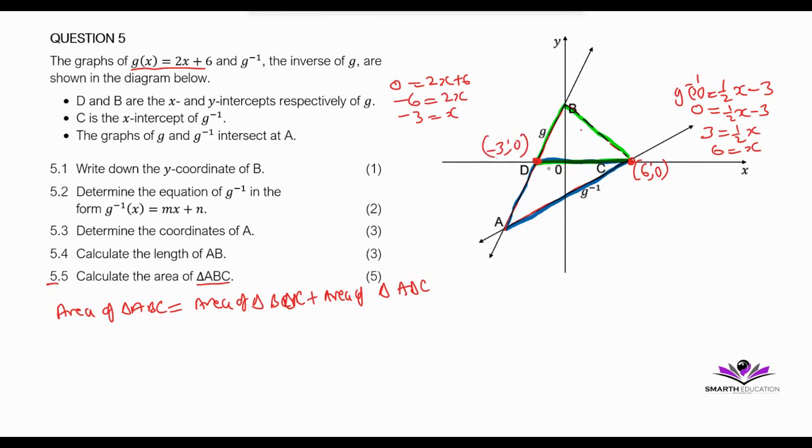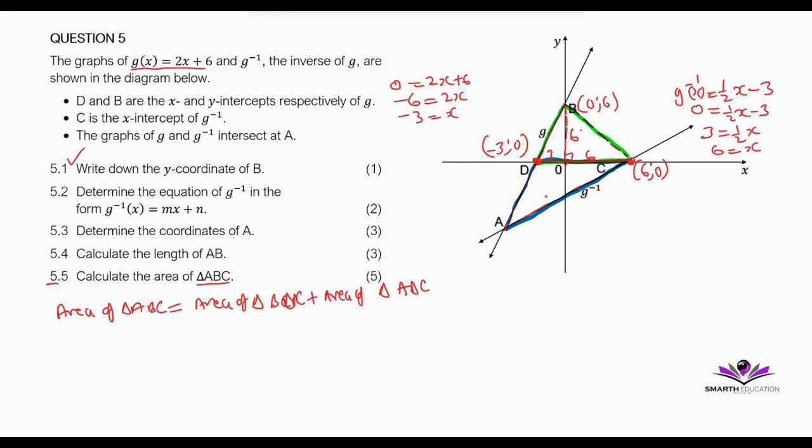Okay. So now the length of DC is going to be 9 units, because from the origin to D, that's 3 units, and from the origin to C, that's 6 units. So 3 plus 6 is 9. Or you can use the distance formula. So DC is the base of triangle DBC. Remember from question 5.1, we managed to find that the coordinates of B are 0, 6, meaning that the perpendicular height here from the origin to 6 is 6 units.